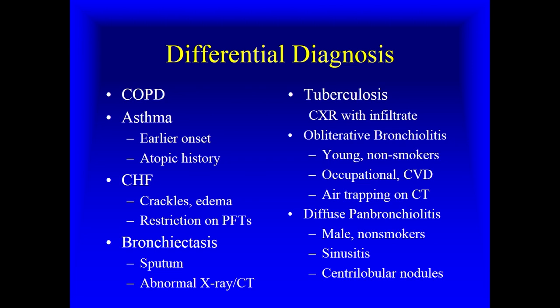Diffuse panbronchiolitis is rare in the United States, but is seen in East Asia. It's more common in men and in non-smokers and may be associated with sinusitis. Imaging shows centrilobular nodules on chest CT scan.